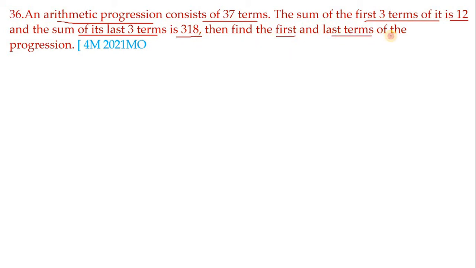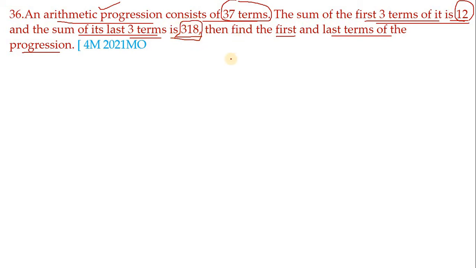Find the first and last terms of the progression. Children, first understand the problem. There is an arithmetic progression. In that arithmetic progression, how many terms are there? 37 terms. Out of 37 terms, the sum of the first 3 terms, A1 plus A2 plus A3, is 12. And the sum of the last 3 terms is 318.